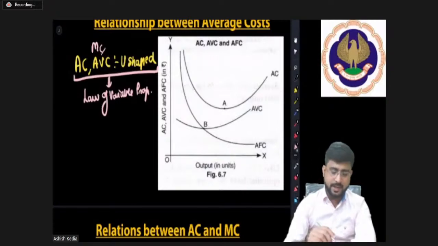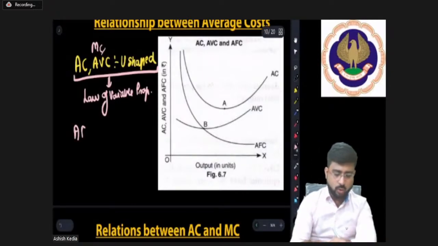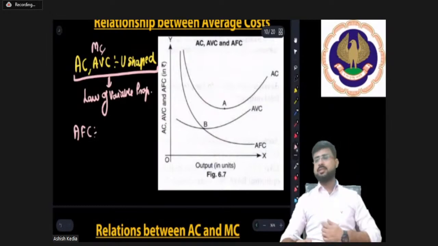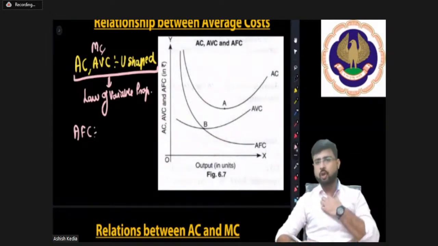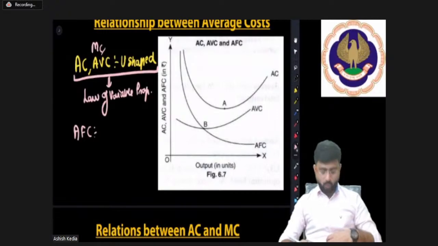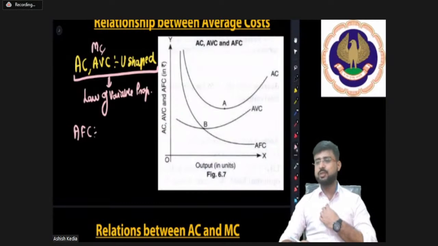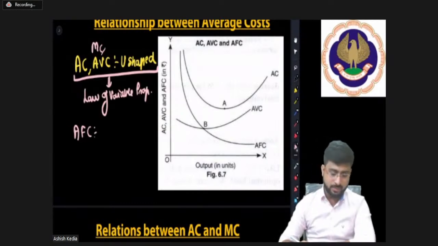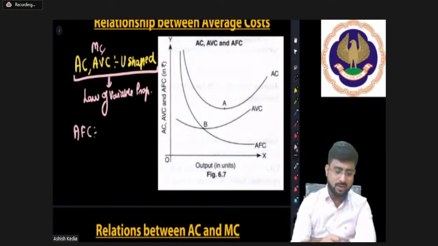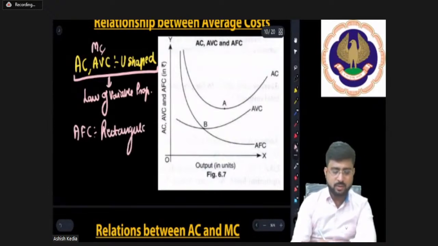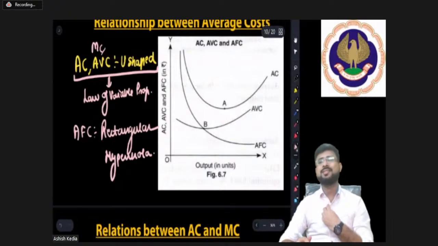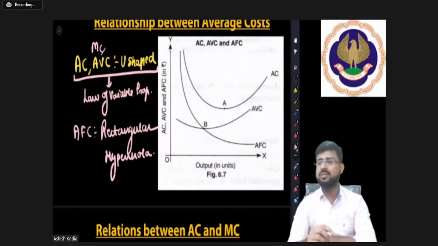Fantastic. And what was the shape of AFC called? Do you remember, my lovely friends? What is the shape of AFC in the short run called? Come on, everybody. Yes, you all are absolutely correct, you tell me that the shape of AFC is called a rectangular hyperbola. You are absolutely correct when you say so, guys. So the AFC curve is a rectangular hyperbola.